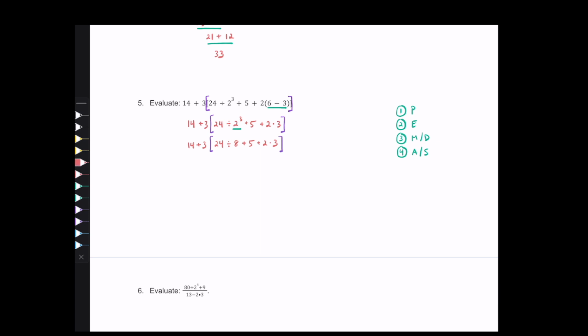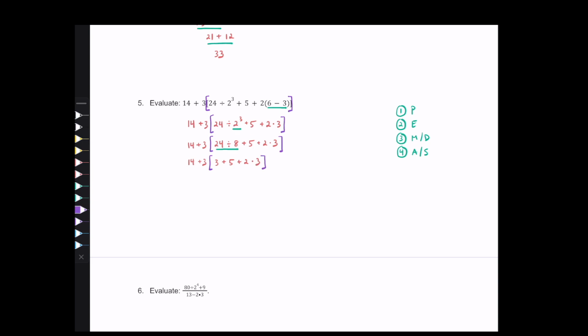We're going to ignore this 14 plus 3. Again, that's going to stay out there for quite some time. We're not going to deal with it until we're done inside here. Inside, I think what we're going to do here is division. I think division is the most important thing. Multiplication's tied, but we have to go from left to right because they're equally important. 24 divided by 8 is 3, so we have 3 plus 5 plus 2 times 3.